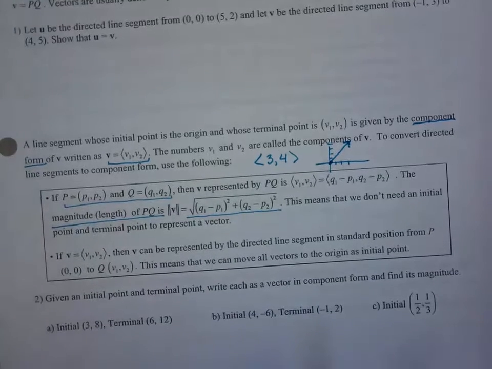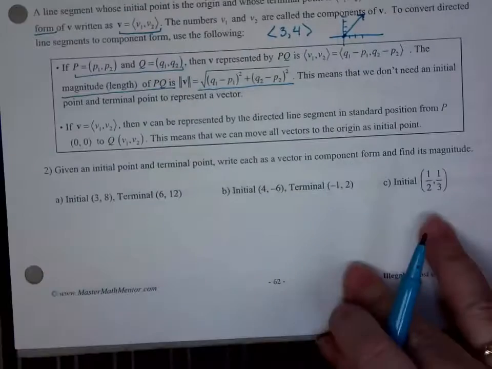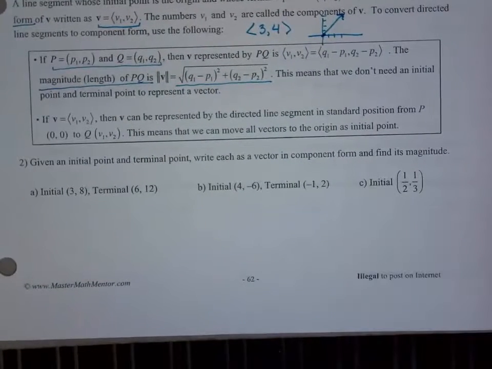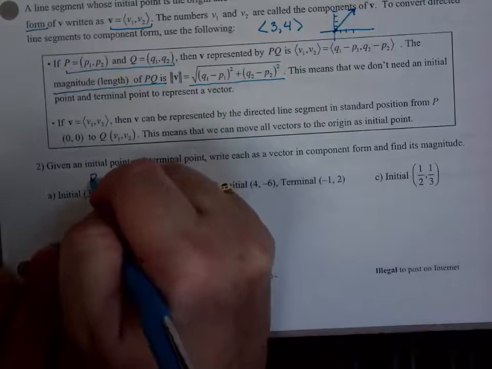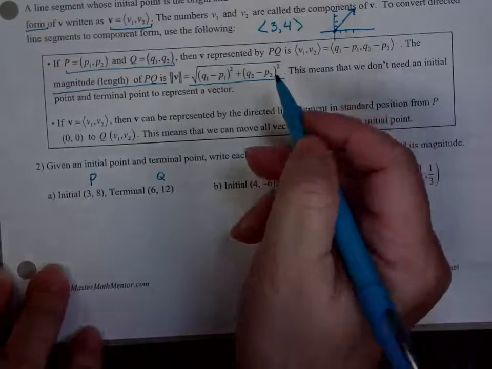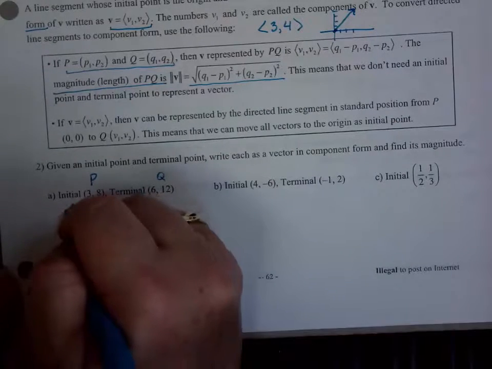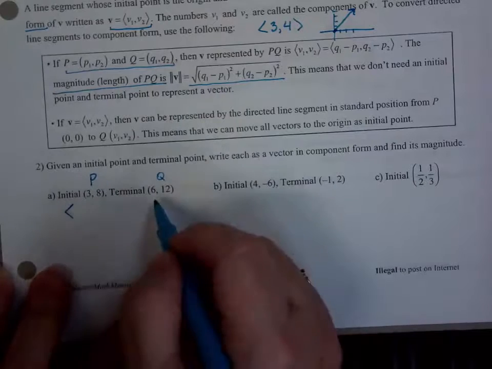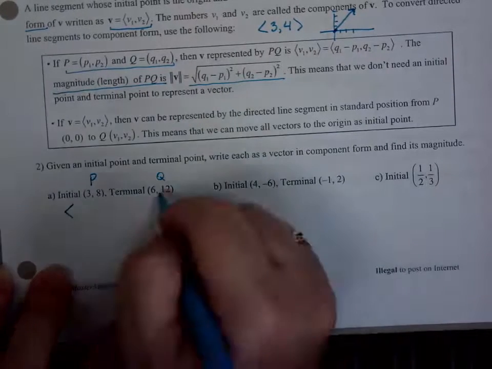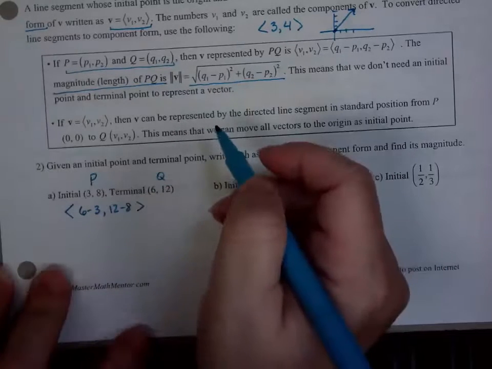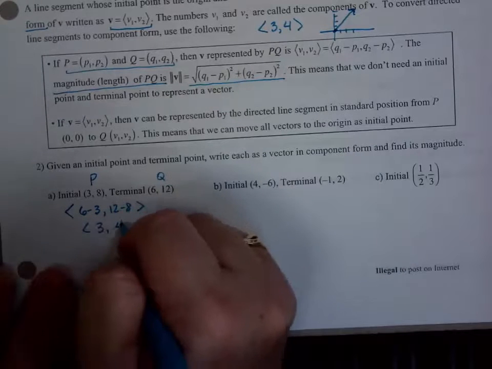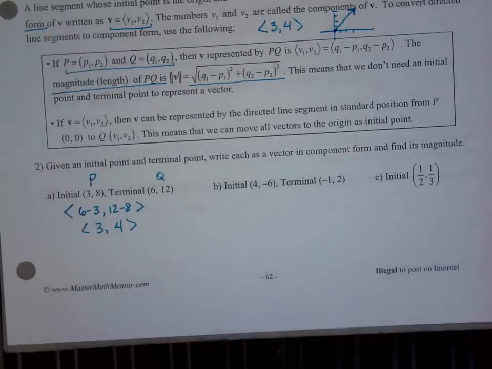So what we're going to do is we're going to look at 2A. Let me move this up. Given an initial point and a terminal point, write each vector as a vector in component form and find its magnitude. So this is my starting point, this is my ending point. These are the P's, these are the Q's. So component form would be the left side, and then it would always be Q minus P. It has to be in that order. So it'd be 6 minus 3, comma, 12 minus 8. Now if you can do that in your head, you don't have to write this step. You could just go straight to 3, comma 4, which is what I wrote down a minute ago. Okay? So that's the component form of that vector.